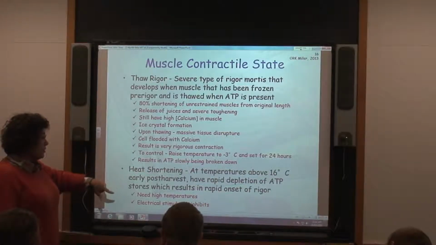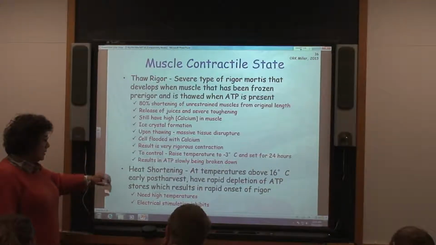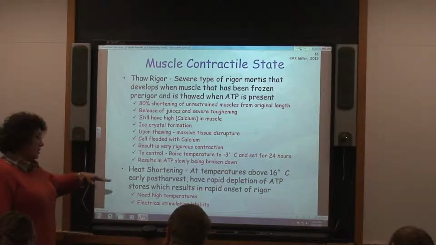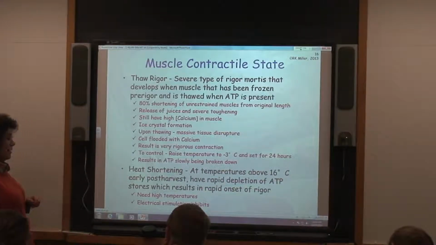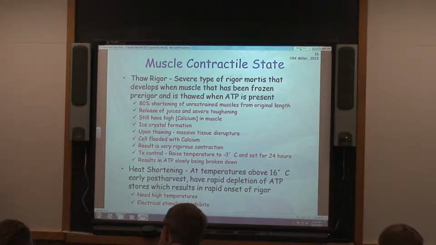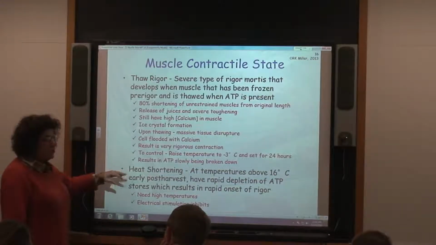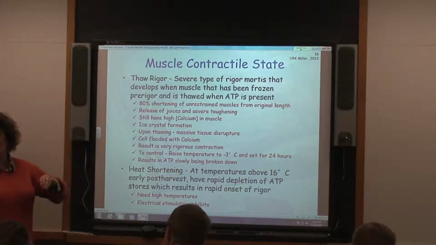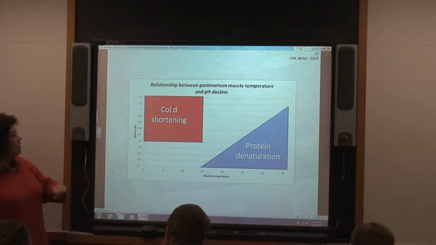Heat shortening is when we hold animals that are meat at a high temperature, above 16 degrees C, early post-harvest, and we have that rapid depletion of ATP, which results in rapid onset of rigor, but we also have, because it's at high temperatures, we're going to have a lot of calcium, and with that rapid ATP depletion, we're going to have some heat shortening. Heat shortening is going to be similar to cold shortening, to be about 1.8. So we get rigorous contractions, but not as rigorous as in thaw.